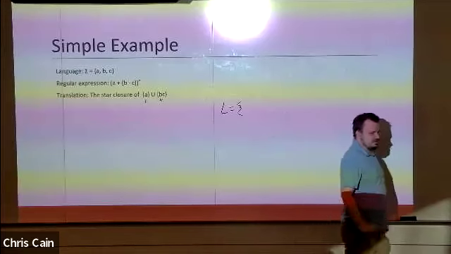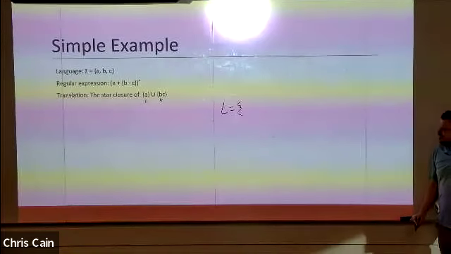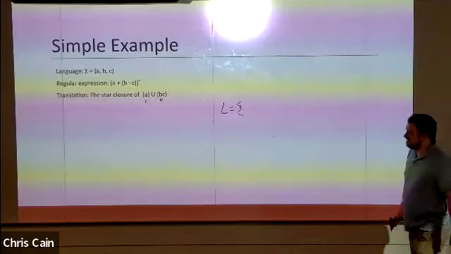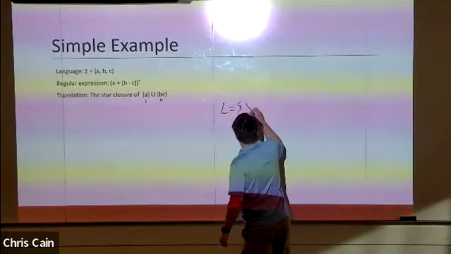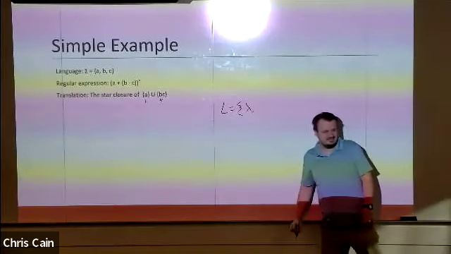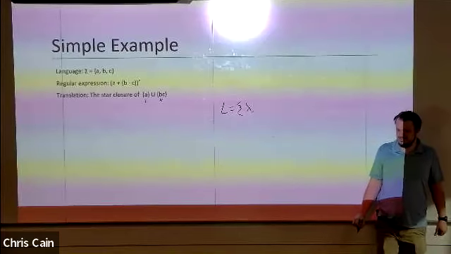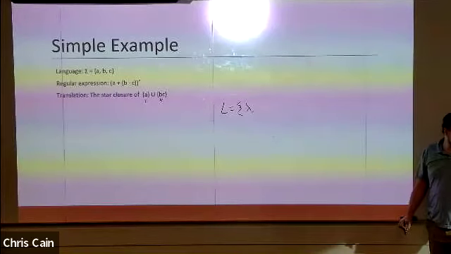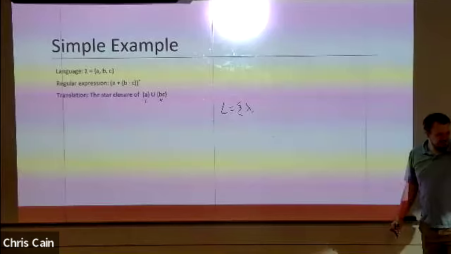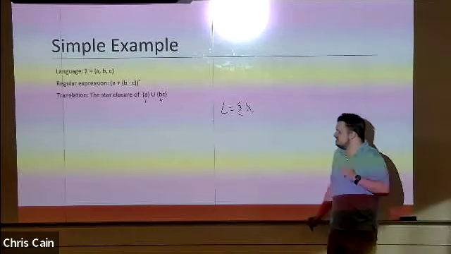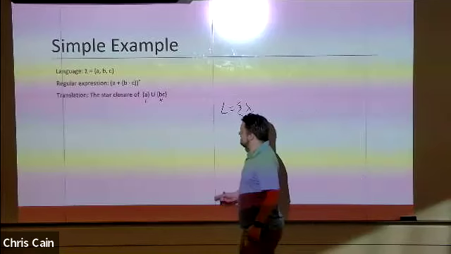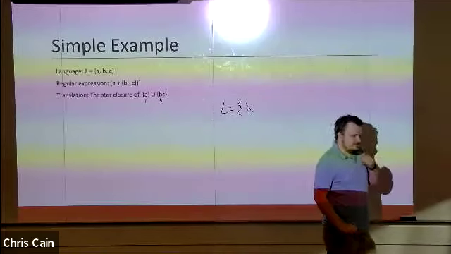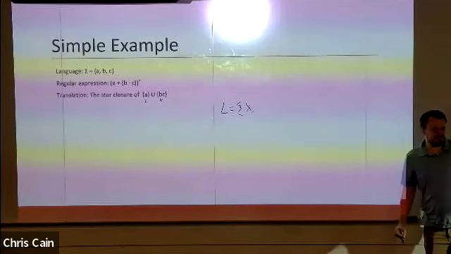So starting with length 0, is there anything of length 0 in this language? Empty string. It's in the language, right? Why? Star closure includes the empty string. Yes, star closure includes 0 of those elements. So it's satisfied by saying no elements of the left side or the right side. If we have no elements of those, then we have the empty string.